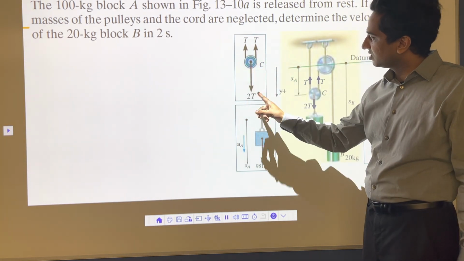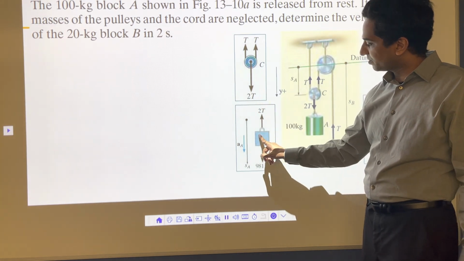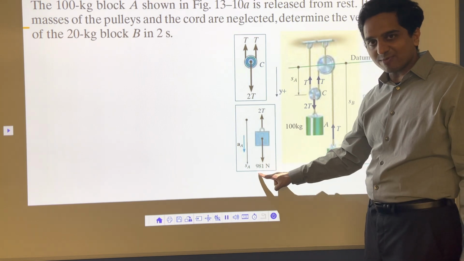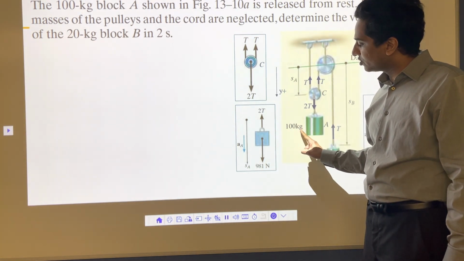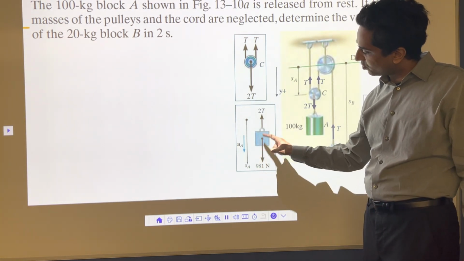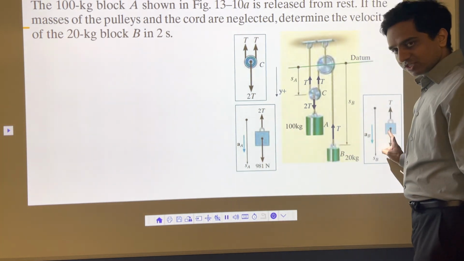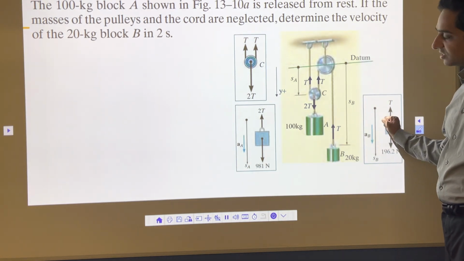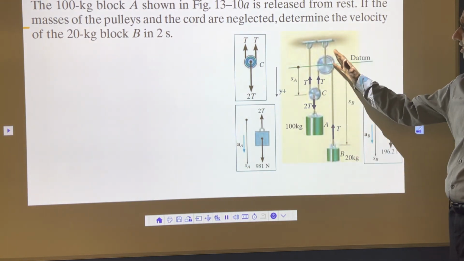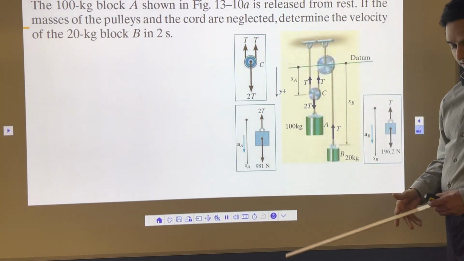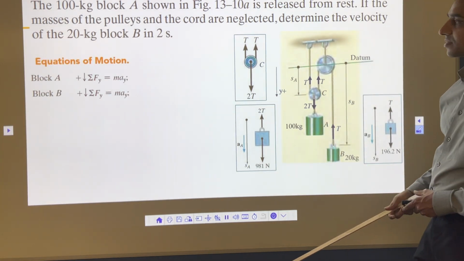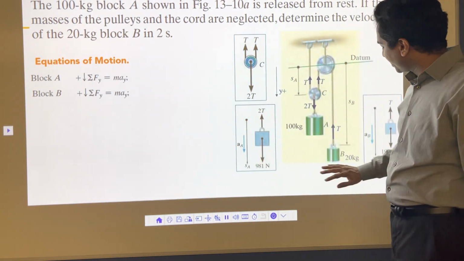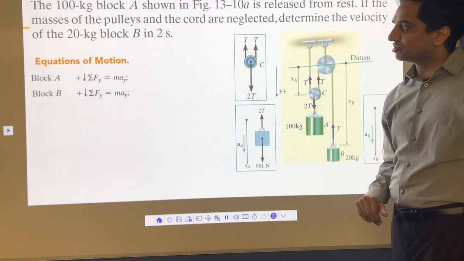Tension here will become 2T. That 2T will become 2T here in the upward direction. So 2T upward, 981 downward, 981 because it is mg, mass into gravity. So 100 into 9.81 is 981 Newton downward. You have this one, you have this one. Solve this, calculate the acceleration of A and B. Once you have the acceleration of A and B, you can calculate the velocity. And that's the problem. So let's start with equations of motion. Once you have the free body diagram for A and for B, you can apply the equation of motion here.